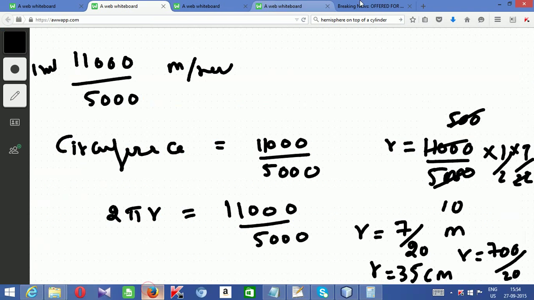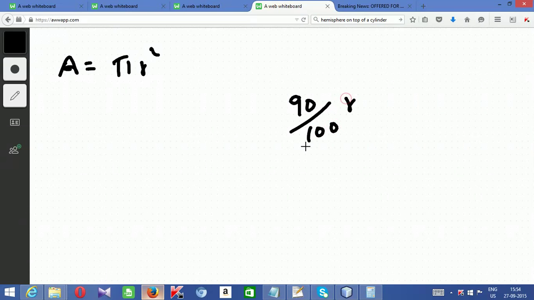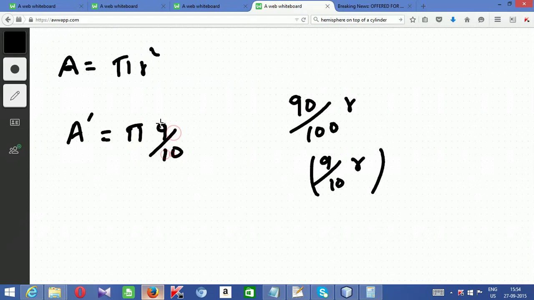So for this type of sums, you need to start with the actual area of a circle, pi r square. Now when the radius is diminished by 10%, what will be the remaining radius? It will be 90% of the radius. So it will be 90 by 100 times r, which is 0.9 of the radius. You can write that as 9 by 10 r, right? And your new area A dash will be pi times 9 by 10 r the whole square. Fine.